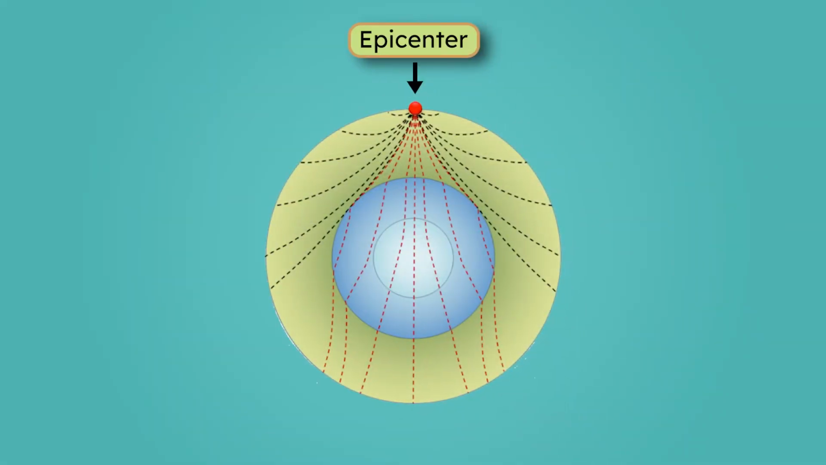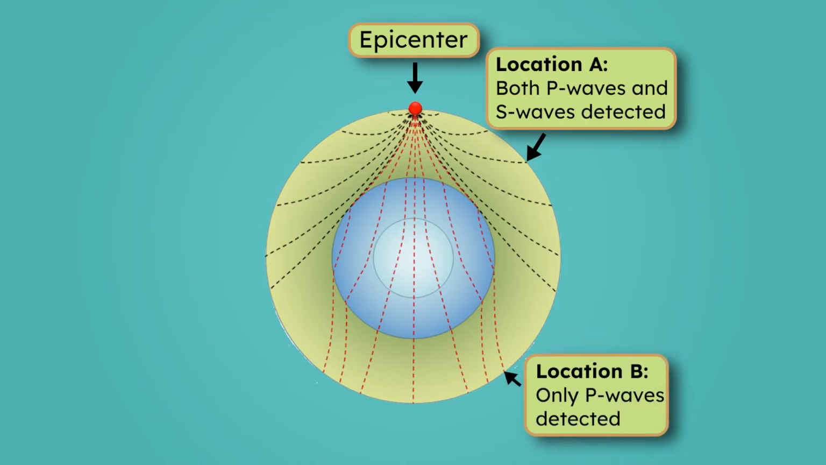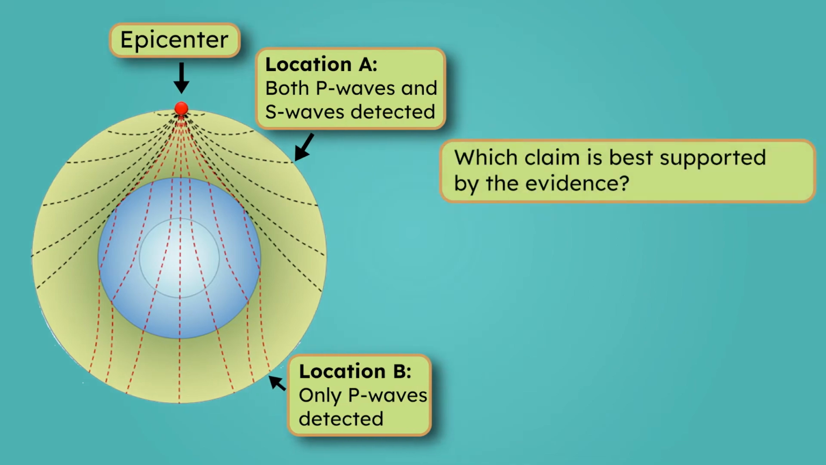Imagine scientists are studying a large earthquake and collecting seismogram data from different locations around the world. At location A, both P waves and S waves are detected. At location B, P waves are detected, but S waves are not. Remember, S waves can only travel through solids, so which claim is best supported by this evidence?